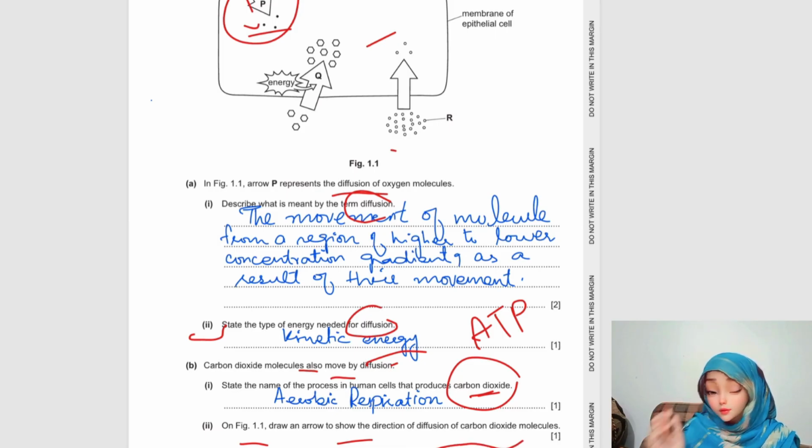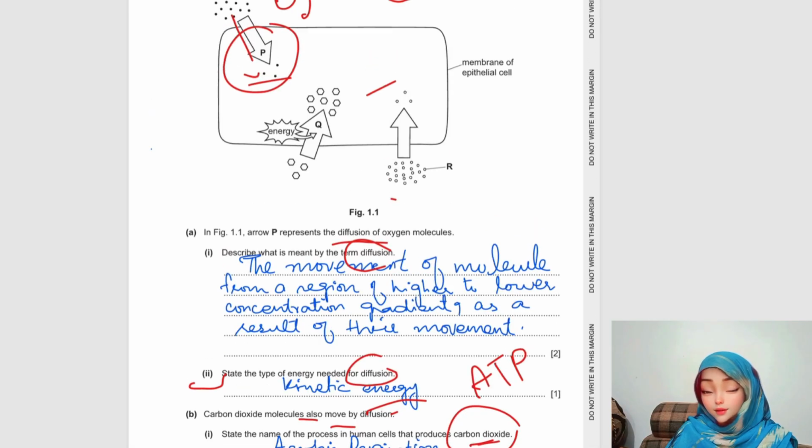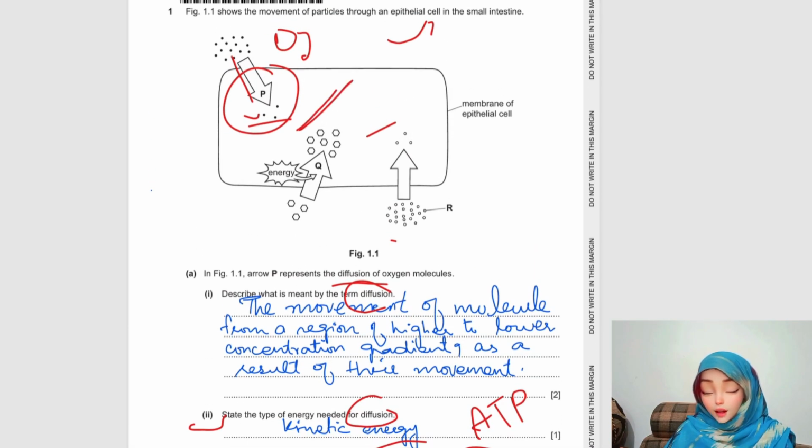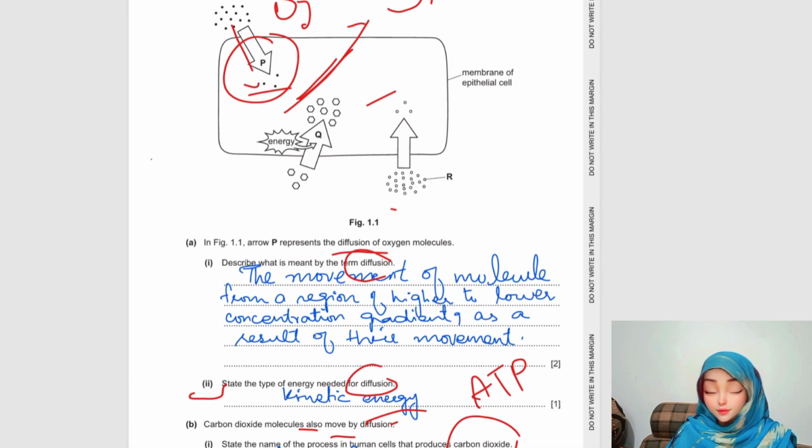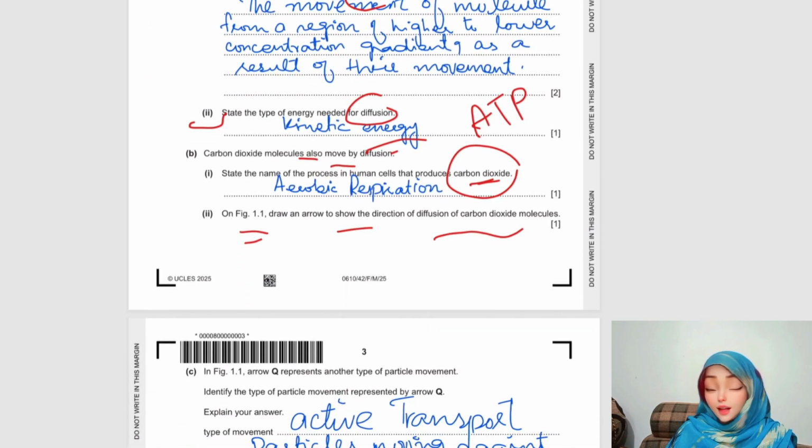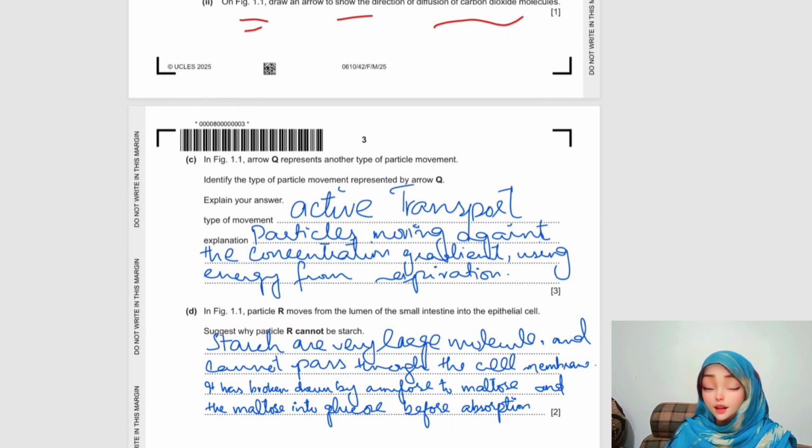Now in figure 1.1, draw an arrow to show the direction of diffusion of carbon dioxide molecules. So the direction of diffusion is shown here, from the source of the molecules. All right, okay. Now in part C, in figure 1.1, arrow Q represents another movement of the particles. Identify the type of particle movement shown by arrow Q.